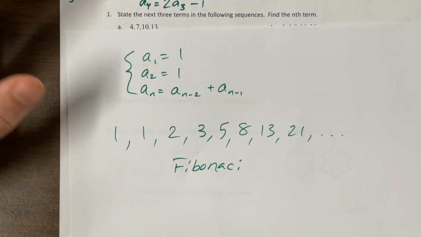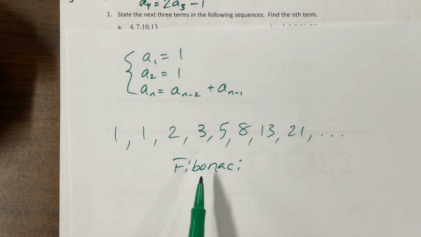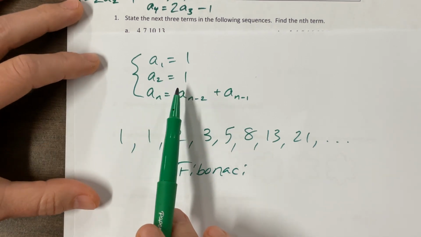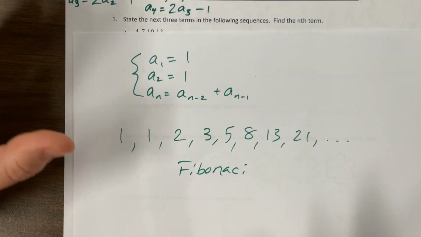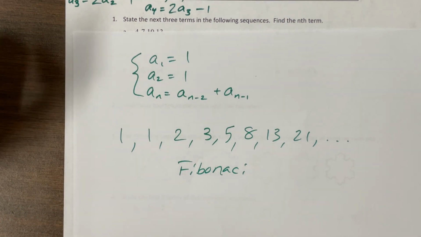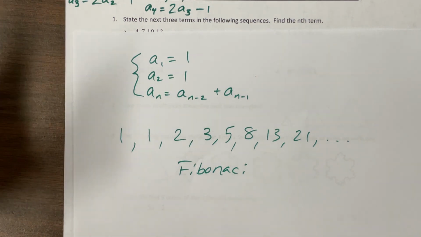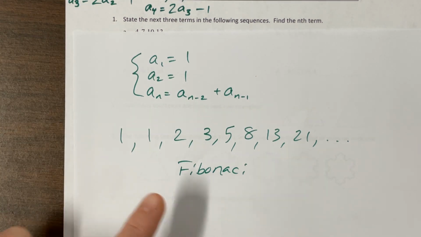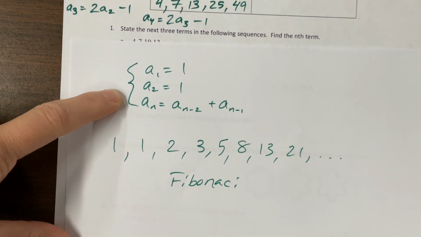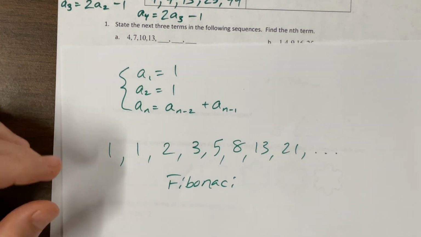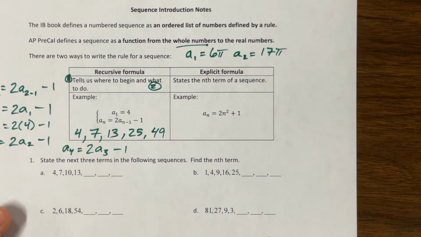And in order to write this formula with an explicit formula, it's really nasty and gross. So you can Google it and see. All I remember is it has root 5s all over the place. But the recursive formula is really helpful here, but it doesn't help you find the 100th term per se. The explicit formula helps you find any term that you want of the sequence.